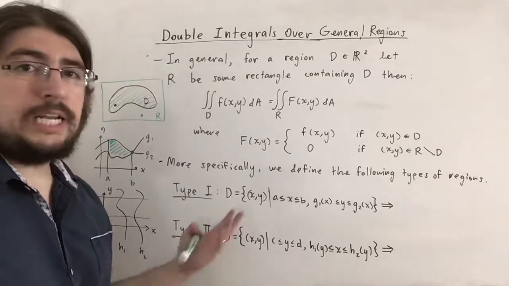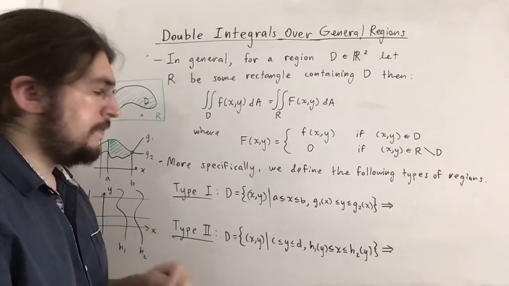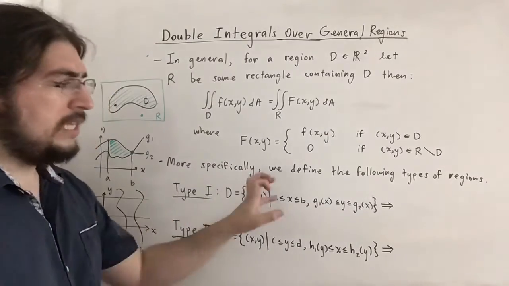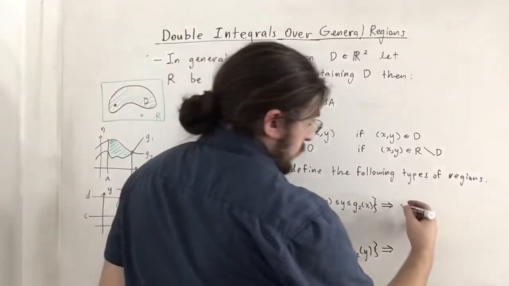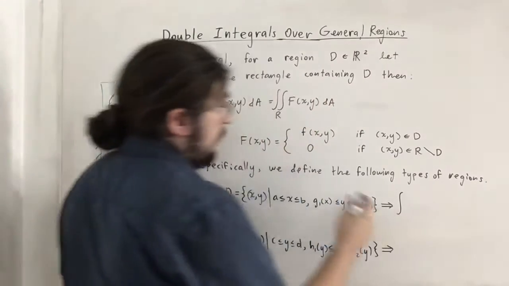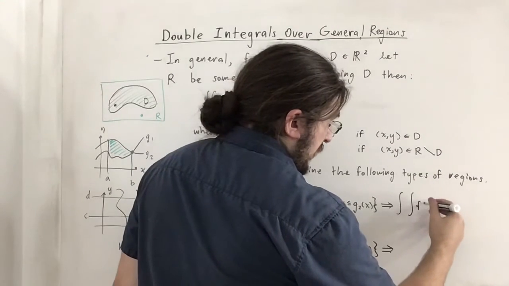But now as far as the setup goes, I think that's really the main thing we should be discussing. So with these types in mind, we get the following result. Our double integral over the region D becomes the double integral of f of x comma y.